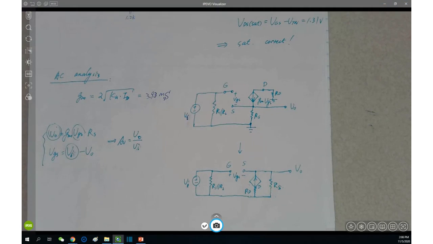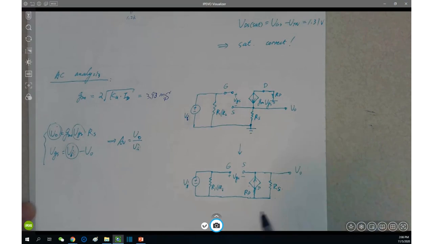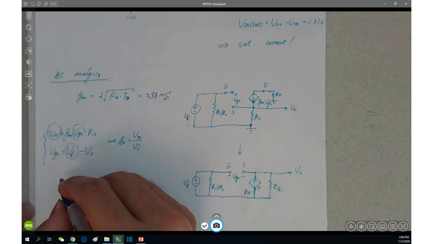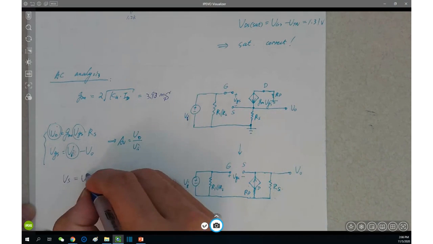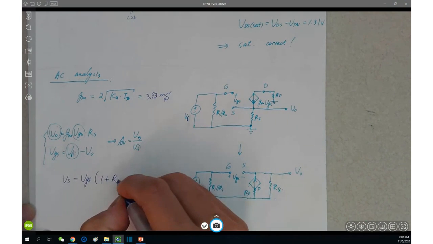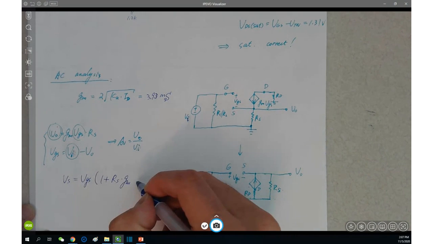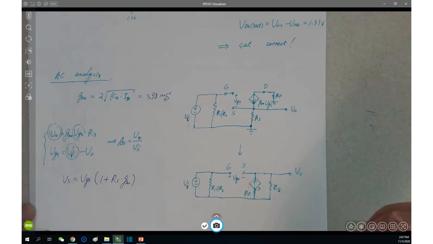Shane? So for VS, that would be VS equals VGS, and then in parentheses, I've got 1 plus whatever resistor is the 500 ohm, and then GM. You need to slow down and let me write it down. Yep. Go ahead. What is it? Okay, so VS equals VGS. Then in parentheses, I have 1 plus the RS GM. Transconductance. Yep, and that's it. And that would be the correct form that you would use when you're calculating the gain, correct?